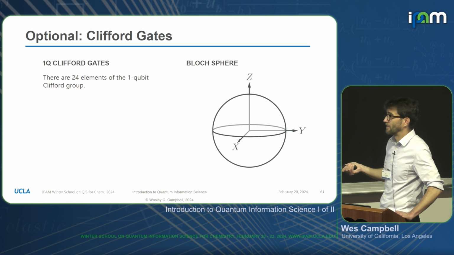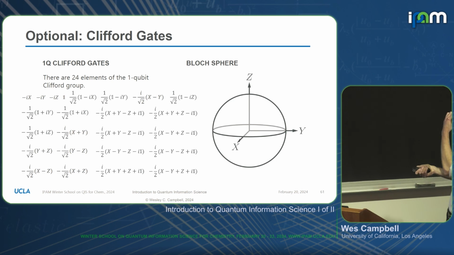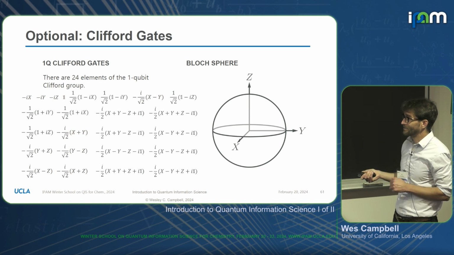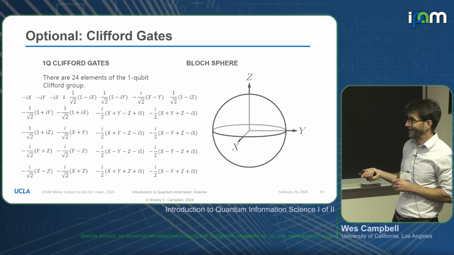It has 24 elements. Here they are. I was furiously writing this down in my office right before I walked down here. I think that's them. I might have a mistake in there, but that was my best guess.